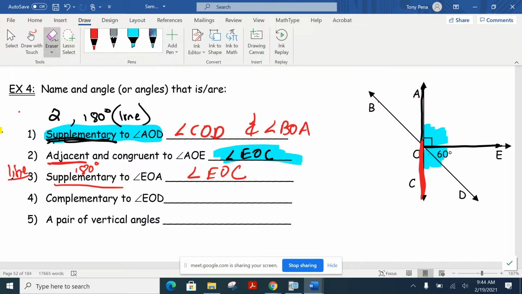Okay. All right, 4, complementary. Remember what complementary is. First time we talked about it today. Complementary, again, 2 angles, so we can only have 2. And they add up to be 90 degrees. So find angle EOD. So E to O to D. What angle would we need to combine with that angle in order to create a nice 90 degree angle?